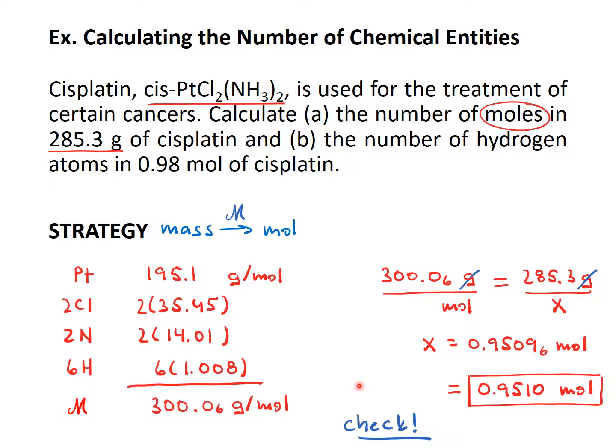The last part is to check our answer, and you'll notice that the molar mass of cisplatin is about 300 grams per mole, and the mass in our question is slightly less than 300 grams, and so we should have slightly less than 1 mole of cisplatin, which is indeed the answer that we have. So our answer should be correct.